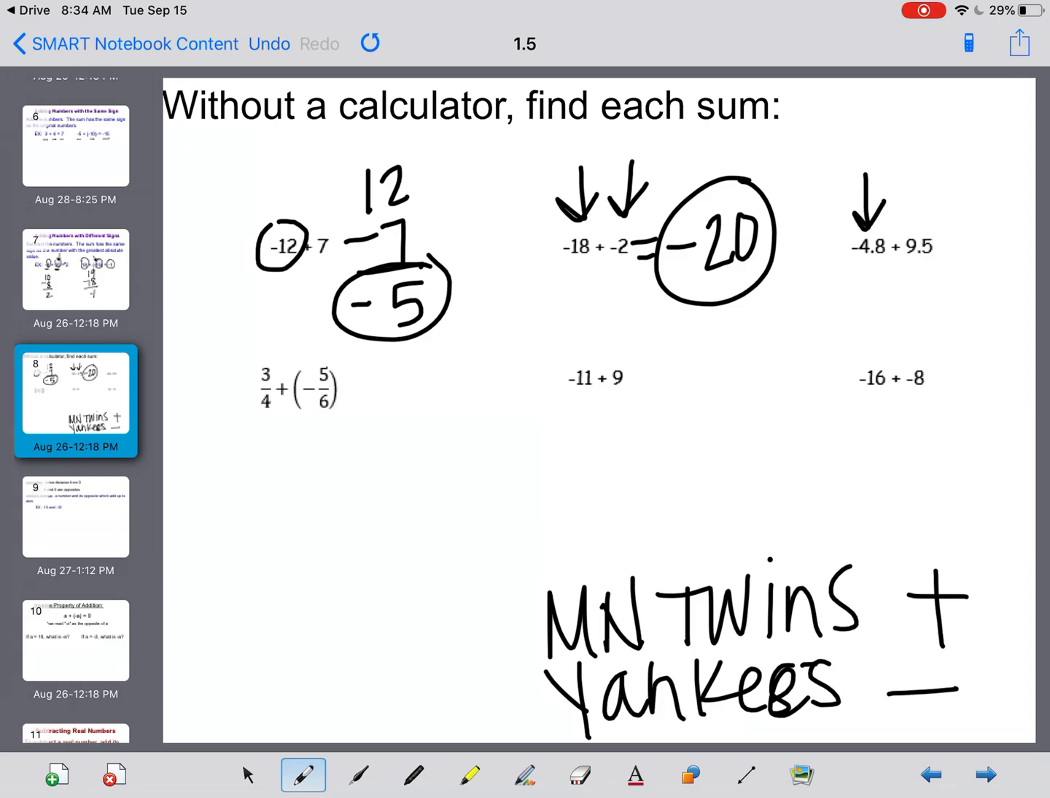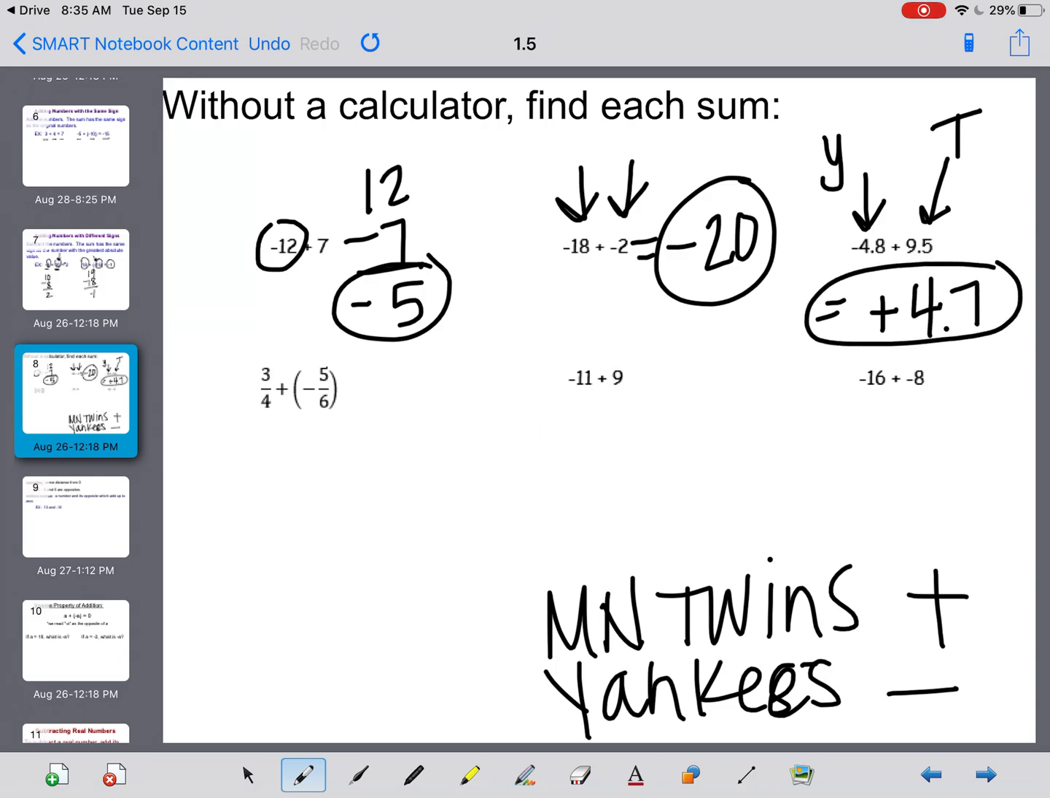Then this third one, I have 4.8 Yankees players, 9.5 Twins players. I actually have more Twins players, so my answer is going to be positive. But how many more do I have? There's where that subtracting comes in. So if I do 9.5 minus 4.8, I'm going to get 4.7.